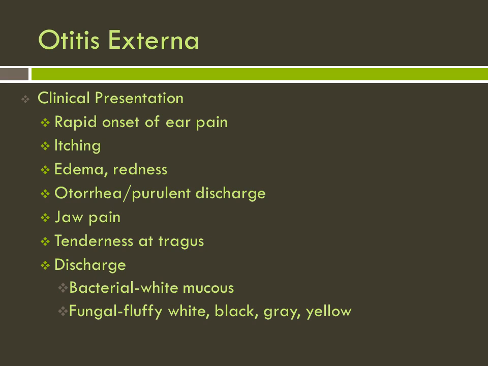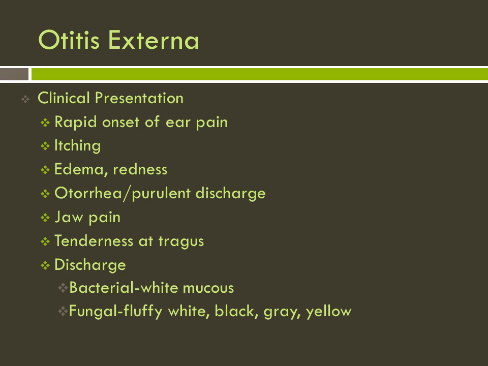These patients present with a rapid onset of ear pain. They have intense itching in the ear. They may have some purulent discharge. You may see some crusting of the ear drainage on the outside of the ear. They'll have some swelling and redness, and there's times when you cannot even get the otoscope in their ear because it's so swollen and you're not able to do anything. You can't even move the pinna. There'll be tenderness at the tragus and the pinna. They may have jaw pain, which is referred.